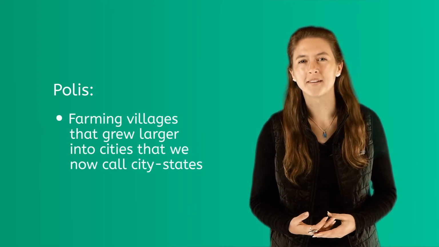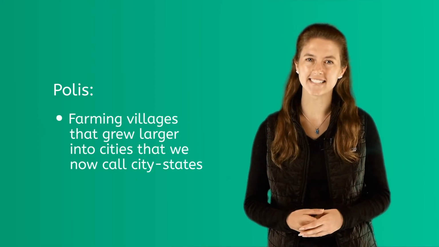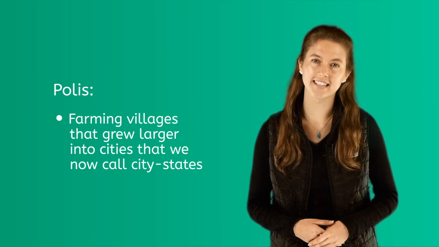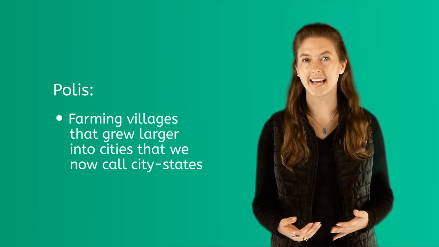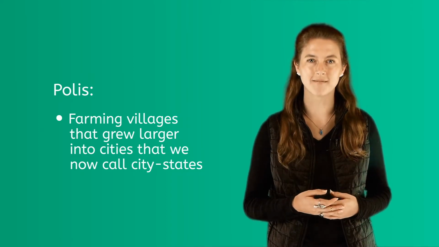These larger communities began to be called polis in Greek. Polis are city-states, which were small farming villages that grew into bigger cities. We now refer to these cities as city-states. City-states were like a city and a state all rolled into one. They had their own government and ruled themselves.